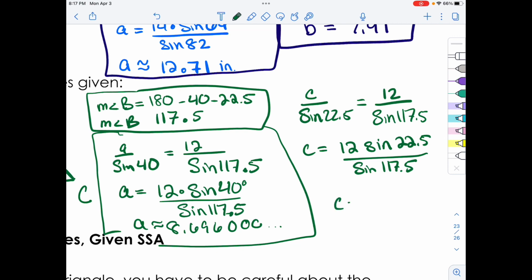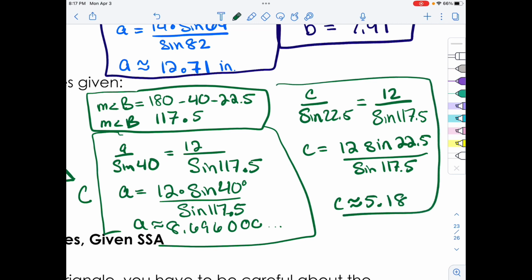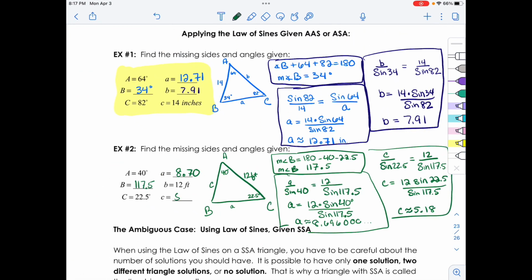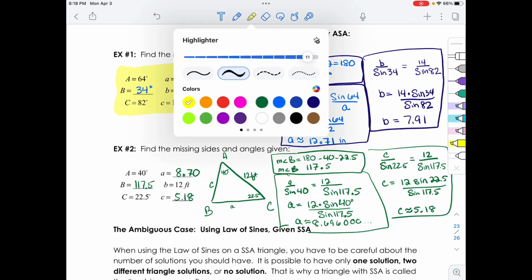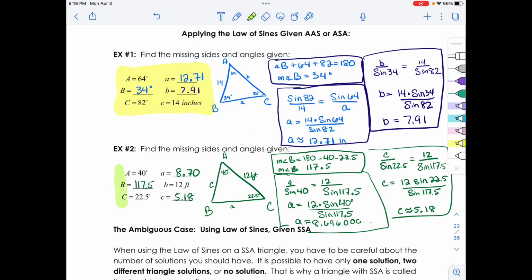And for this one, I get 5.177, that rounds up to 5.18. So when we have angle, side, angle, or angle, angle, side, it's pretty easy. We find the missing angle, no big deal finding the rest of our answers. The ambiguous case is the one that gets a little complicated, okay?